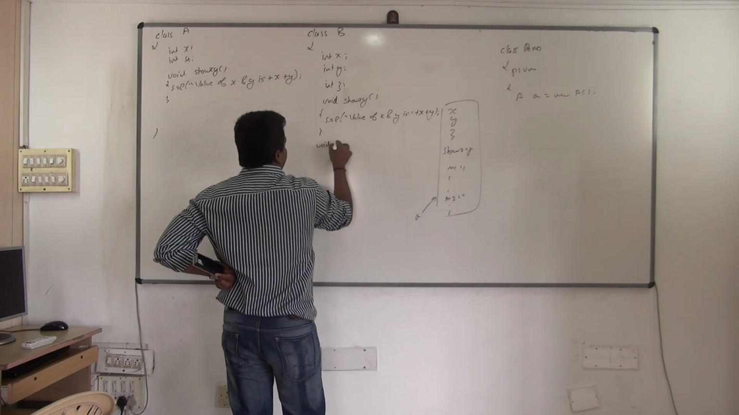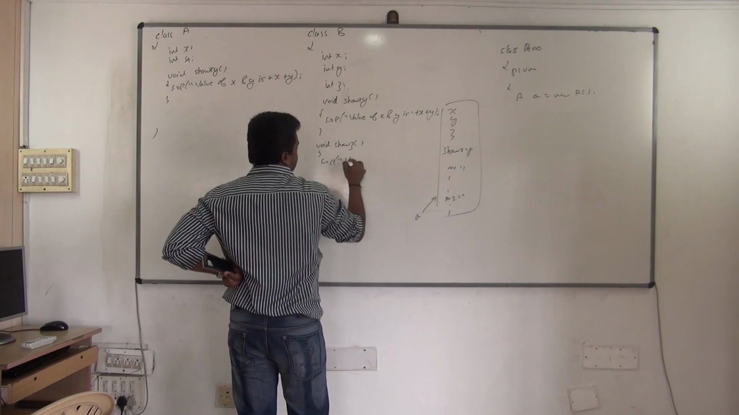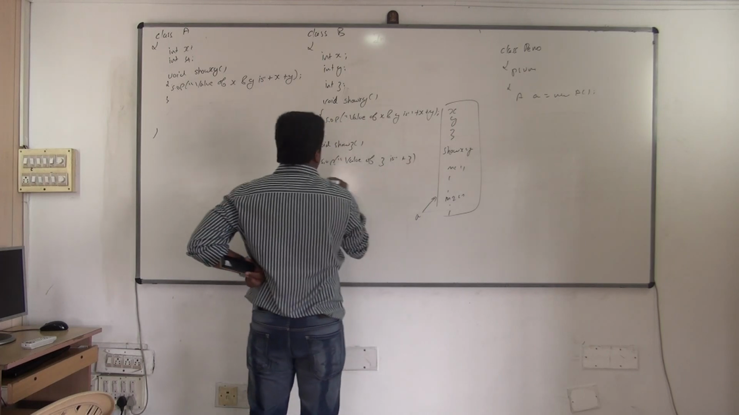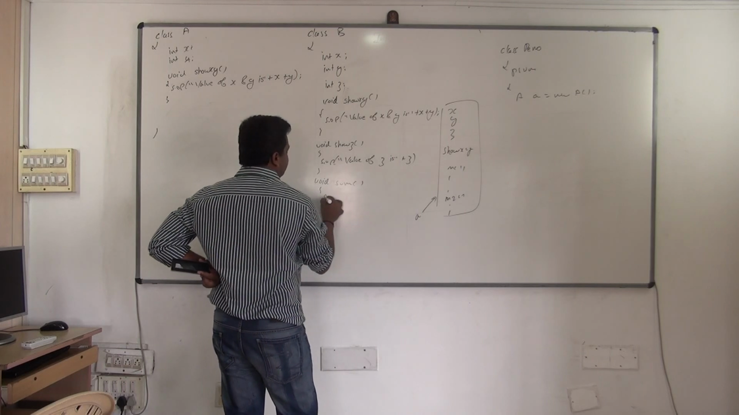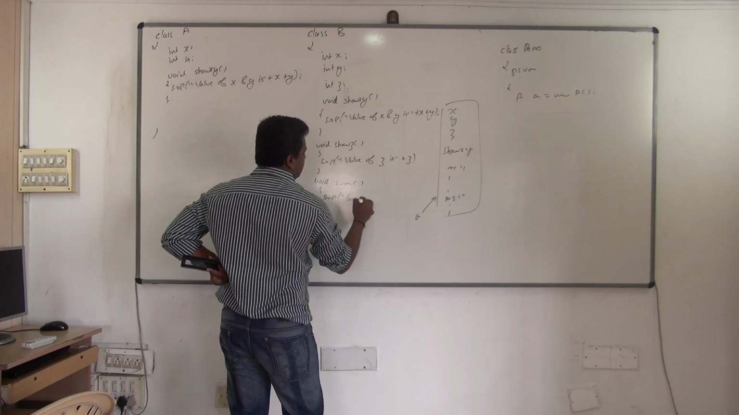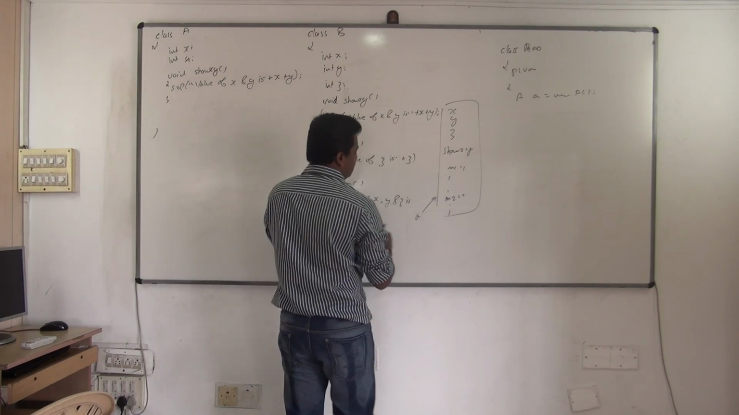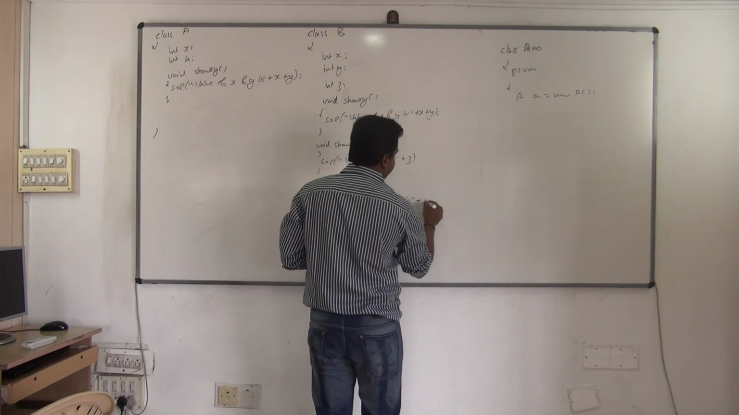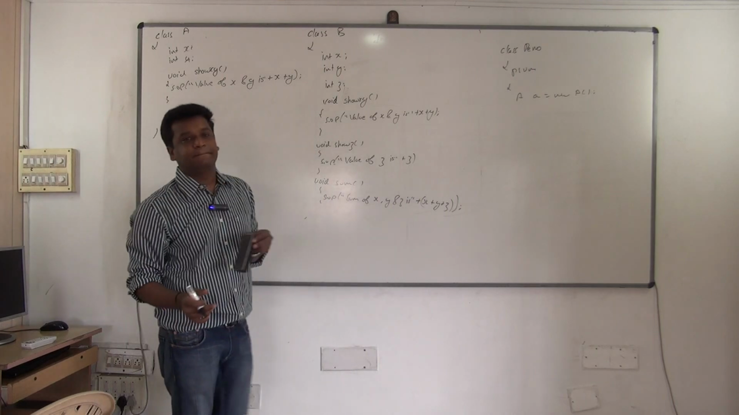Then I'll write void showZ. Then I'll write void sum. Let's calculate the sum of all the three numbers. System.out.println, sum of X, Y and Z is, plus X plus Y plus Z. You put it in brace, else it will print separately.